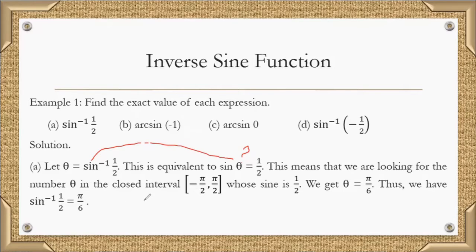Or in return, pwede natin sabihin na yung sine of pi over 6 is equal to 1/2. Okay? Ibig sabihin, di ba, yung value ng ating real number theta is pi over 6. Ayan, okay? Nakuha natin ngayon yung target natin. So the inverse of sine 1/2 is pi over 6.